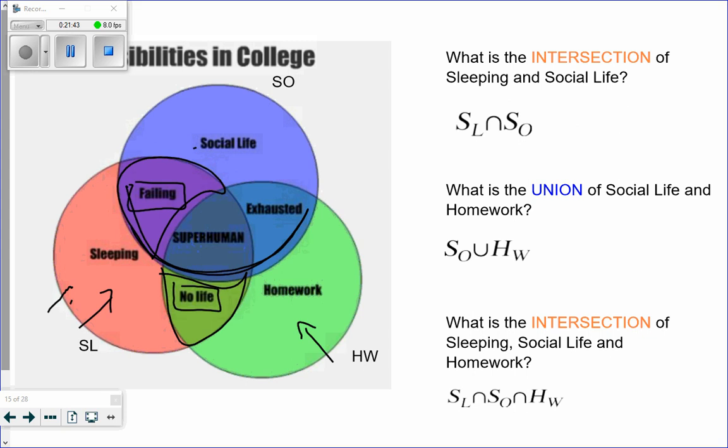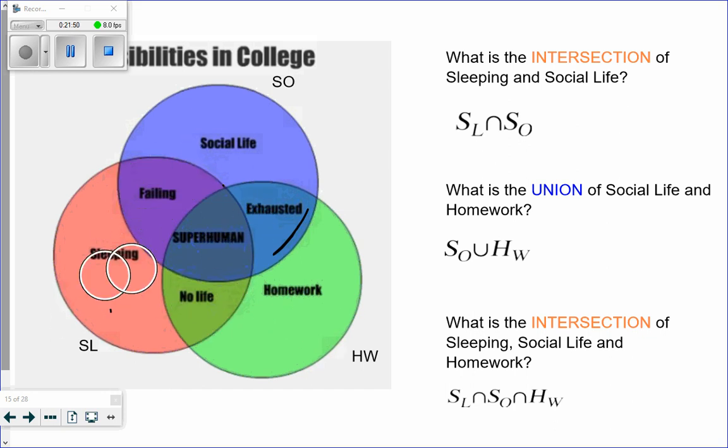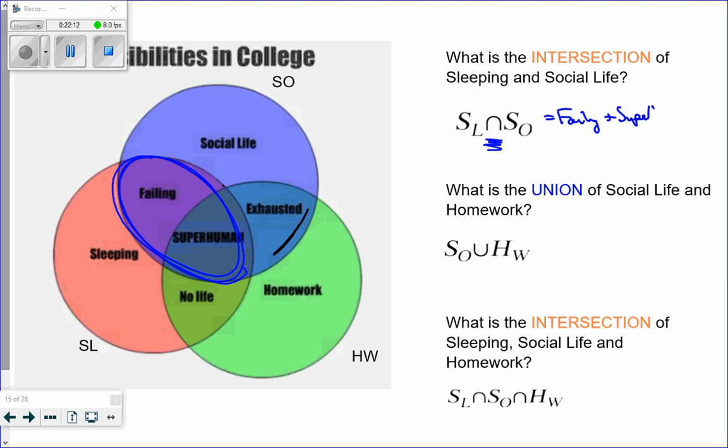Do you understand it? So it says, what is the intersection of sleeping and social life? So intersection, remember, is where they both come together. This is the symbol for intersection. So what is the intersection of sleeping and social life? It is failing and superhuman. Yep.